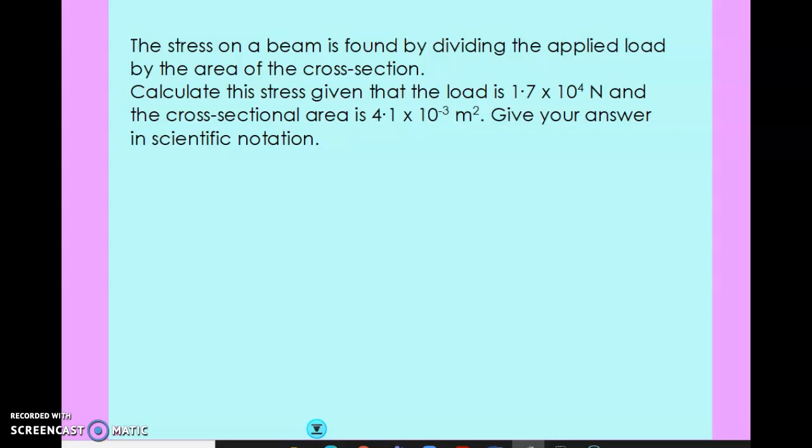Last one then. The stress on a beam is found by dividing the applied load by the area of the cross section. Calculate this stress given that the load is 1.7 times 10 to the power of 4 N and the cross-sectional area is 4.1 times 10 to the power of minus 3 metres. Give your answer in scientific notation. So we want to divide the load by the area of the cross-section, and that will give me the stress. So the load is 1.7 times 10 to the power of 4. So I want to divide that by 4.1 times 10 to the power of minus 3.